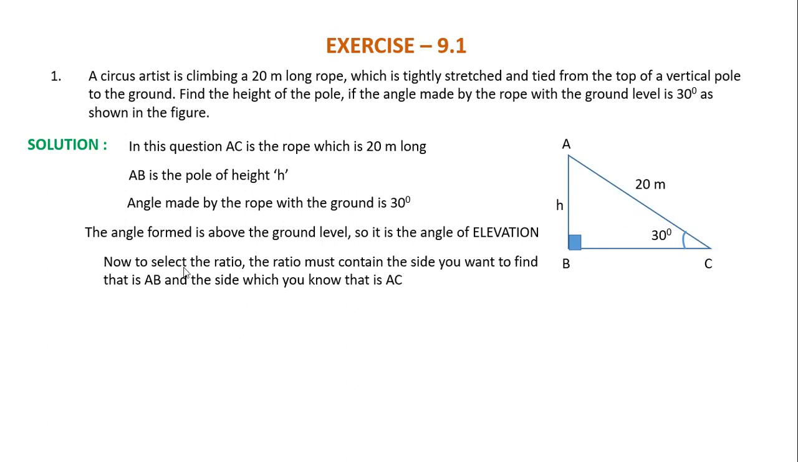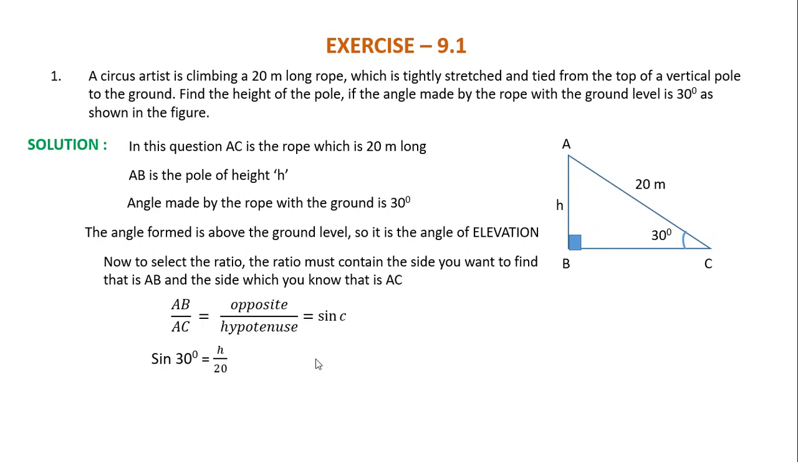Now, to select the ratio, it must contain the side you want to find, that is AB, and the side which you know, that is AC. So our ratio must contain AB and AC. AB upon AC: AB is opposite and AC is the hypotenuse, which is nothing but sine, and the angle here is C. So sine of angle C is AB upon AC. The angle is 30 degrees, so sine 30 degrees is equal to AB, which is h, and the hypotenuse is 20.